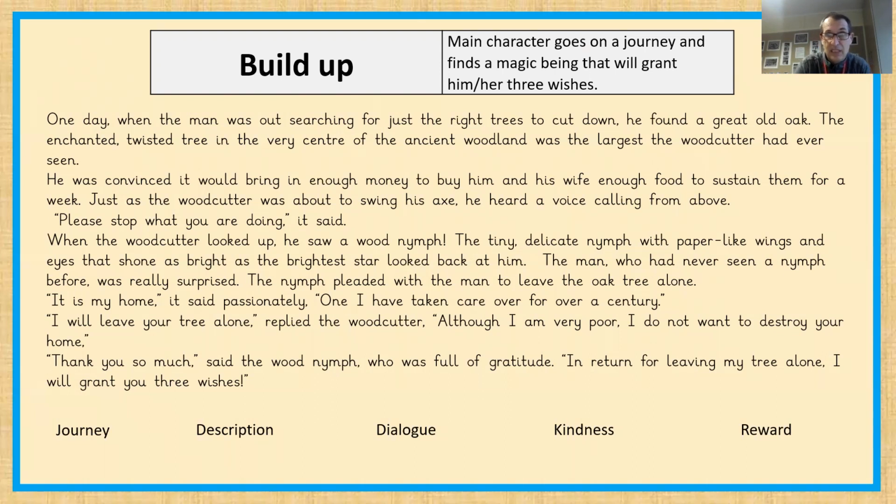When they meet the magic being, the nymph, in our case, but yours might be different. It doesn't have to be a nymph, it could be a different sort of magic being. When they do, have some dialogue, have a conversation, which ends up with your character, like the woodcutter, showing some kindness. And because of that kindness, your magic being, like the nymph, gives your character a reward of 3 wishes.